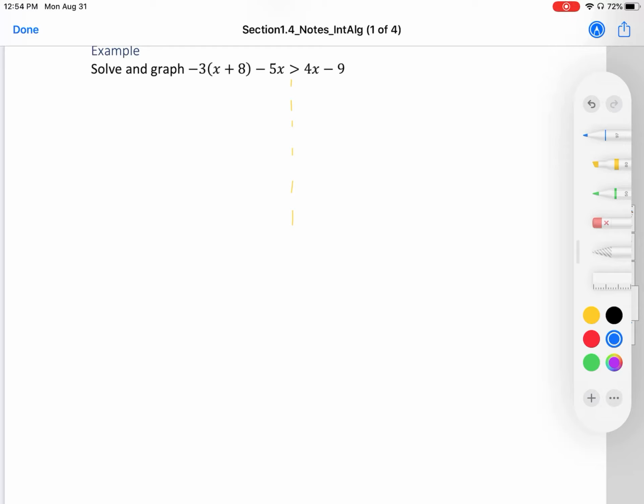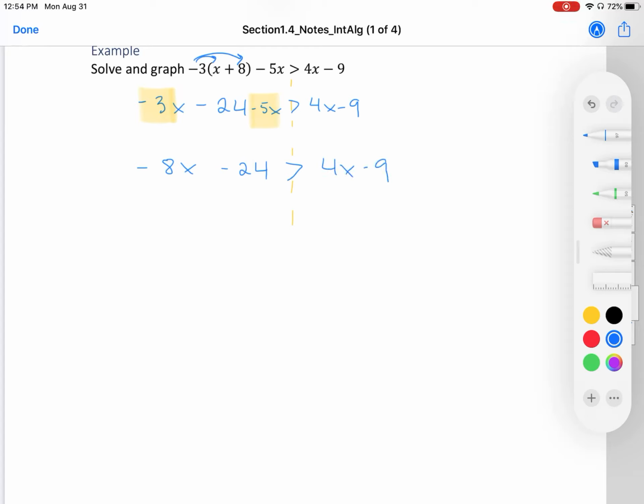Okay, let's begin. Let's start off by distributing in that negative 3, so that I have negative 3x. Negative 3 times positive 8 gives us negative 24, minus 5x is greater than 4x minus 9. Let's combine like terms. I see that I have negative 3x and negative 5x that I can combine. Negative 3 minus 5 gives me negative 8x, minus 24 is greater than 4x minus 9.